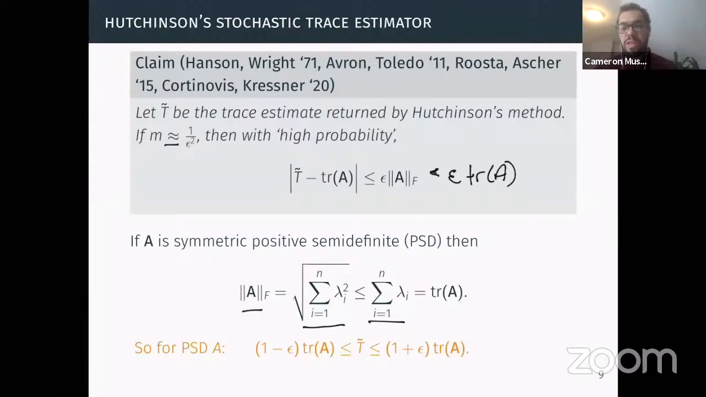So one nice way of writing this error bound, which is a little bit looser, is as a relative error bound: T tilde, with high probability, is going to be between 1 minus epsilon times your trace and 1 plus epsilon times your trace. And this is the guarantee we're targeting and proving today. We're going to look at whether we can get a better estimator with the same guarantee.